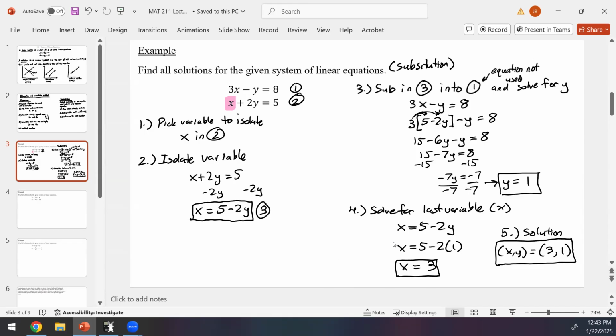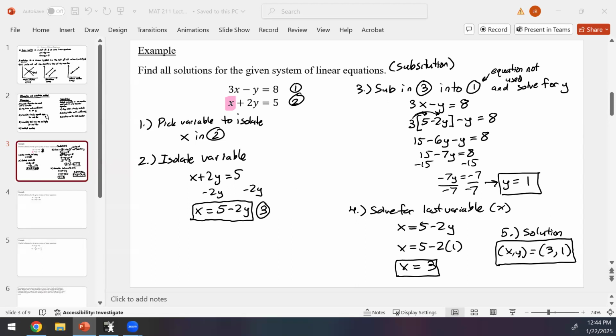And you can check your answer by just plugging in 3 and 1. So if you plug in 3, 3 plus 2 is 5, so that's good. And then if you plug in 3 and 1, 9 minus 1 is 8. So we can confirm our solution.